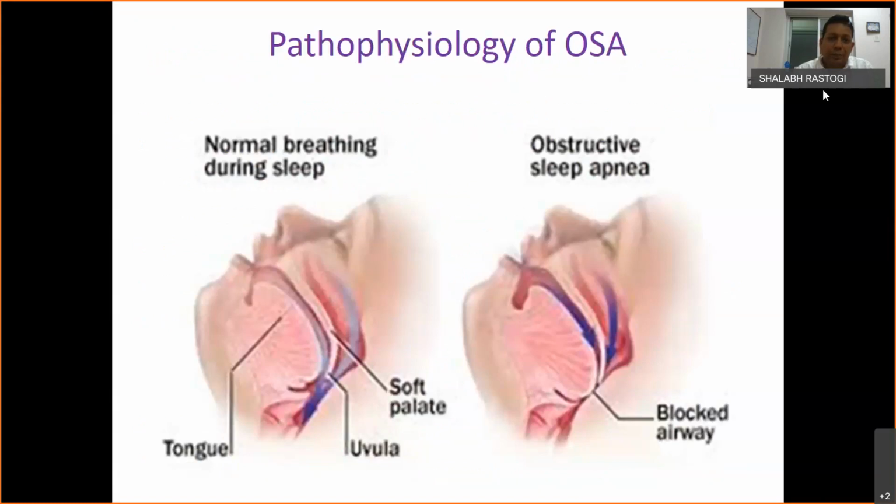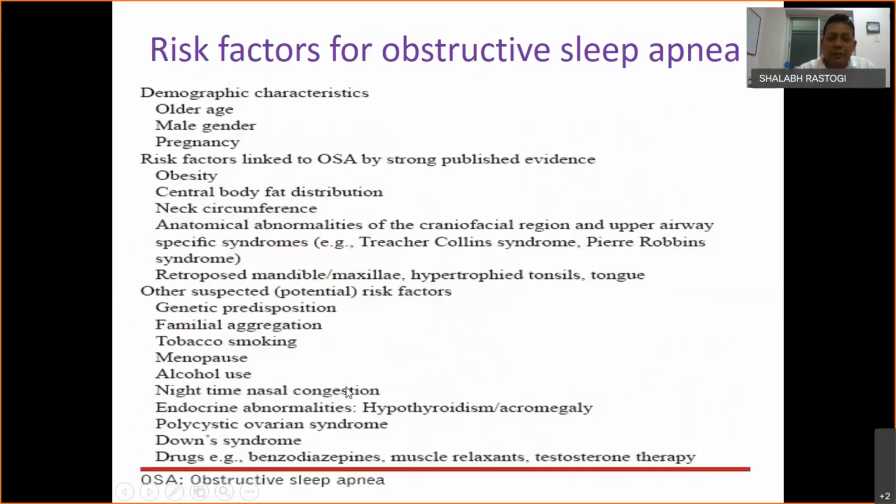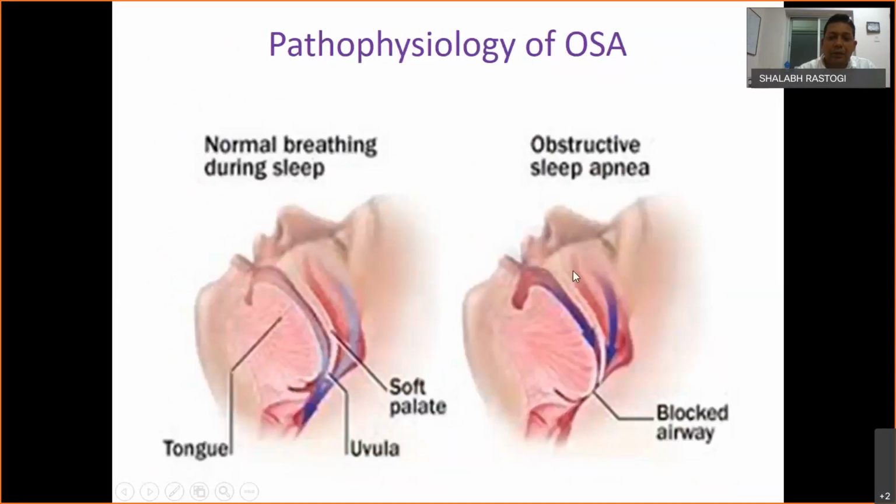So that was a background. Now, what happens in obstructive sleep apnea? This is the normal airway, which starts from the nose, nasopharynx, oropharynx, and then larynx. During daytime, it is open, but during night time, somehow it gets repeatedly closed, so that there is a choking of the patient, and the patient repeatedly gets awakened.